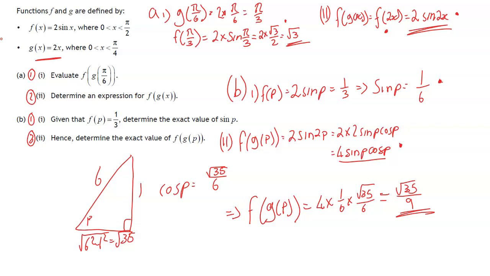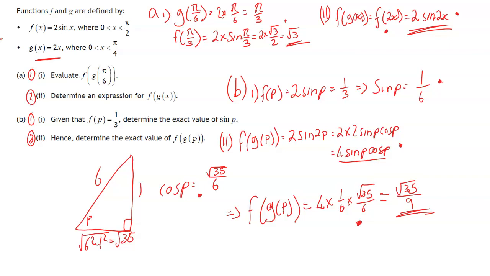Next mark comes from figuring out the value of cos p using this triangle over here. Then the third mark comes from getting your root 35 over 9. Don't have to go any further than simplifying root 35 over 9. Just leave it as is. Job done.